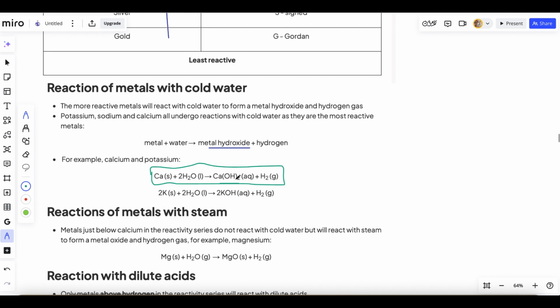I already explained how we got this one, which is aqueous, plus hydrogen gas. You need to put state symbols. If you don't put state symbols, you don't get the marks. And you need to balance. There are 3 things: you are able to write the equation correctly, you are able to balance it, and you are able to write the state symbols.